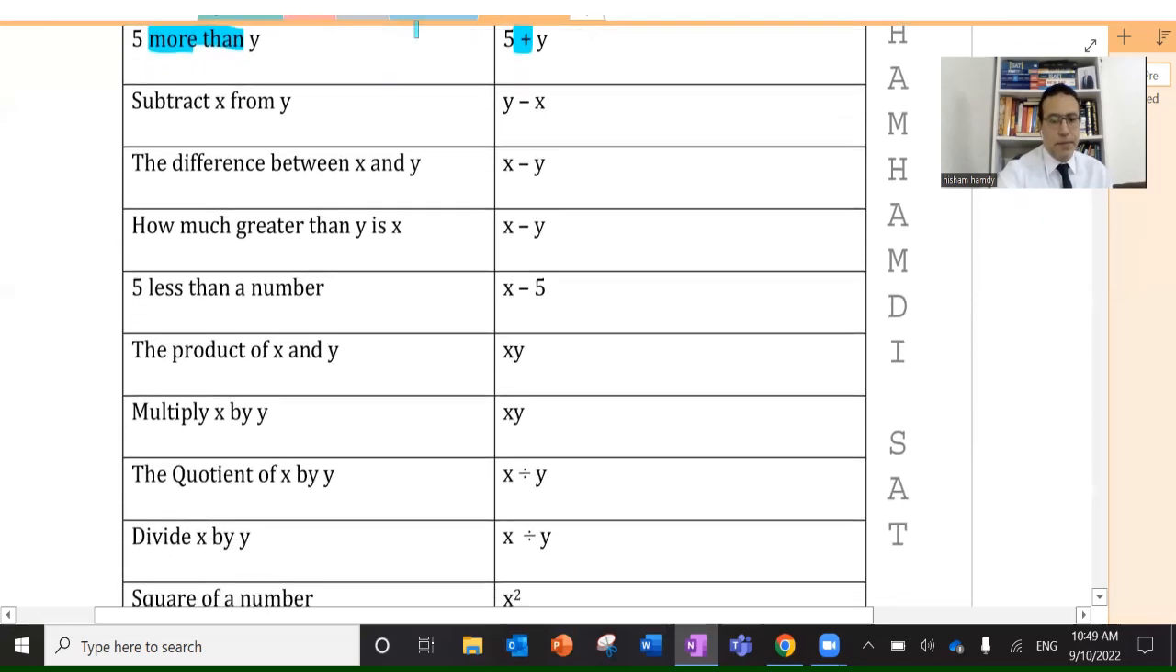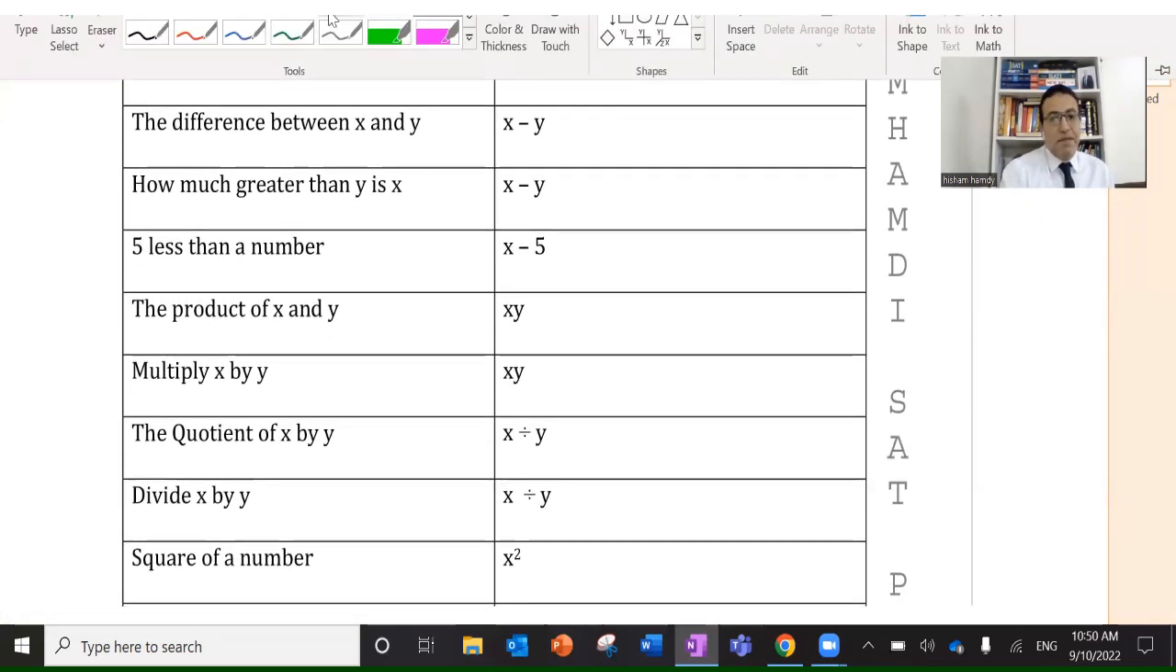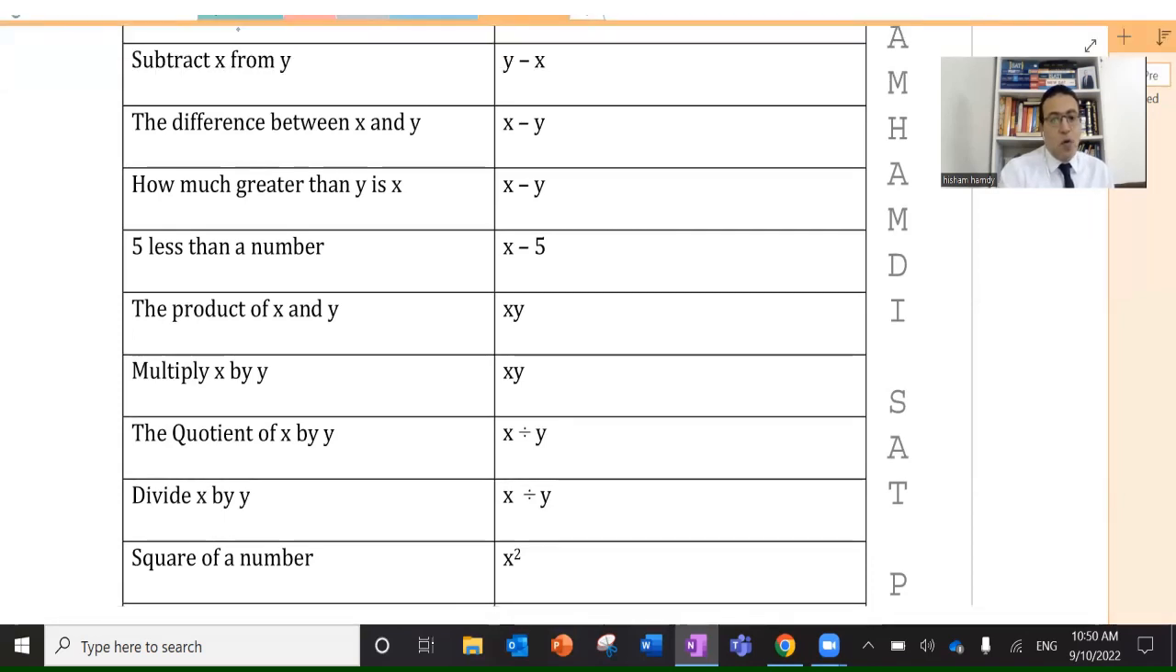But subtract from, it's very important to understand that what comes after from comes first. Subtract x from y, so it's y minus x. Subtract 5 from 3, it's 3 minus 5 and not 5 minus 3.